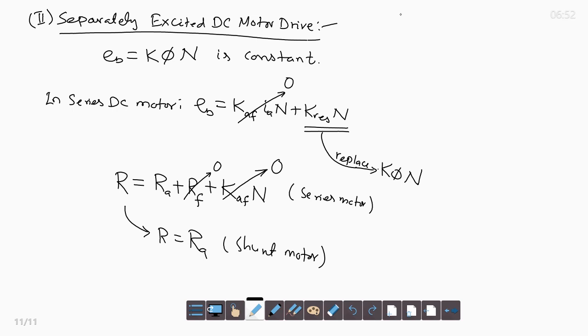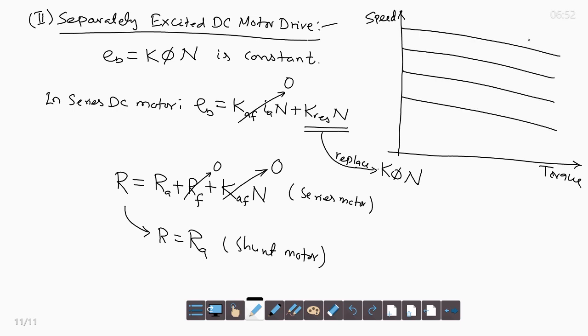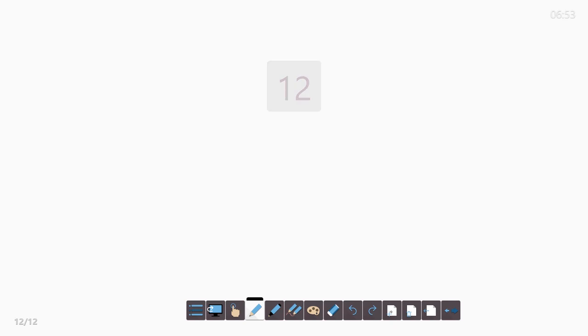And if you plot the speed torque characteristics for the shunt DC motor, you have delta 1, delta 2, delta 3, delta 4. So delta 4 is less than delta 3, less than delta 2, less than delta 1, maybe delta 1 is 1. So these are the speed torque characteristics. Then we will have one more chopper circuit discussion, that is the multi-phase chopper.